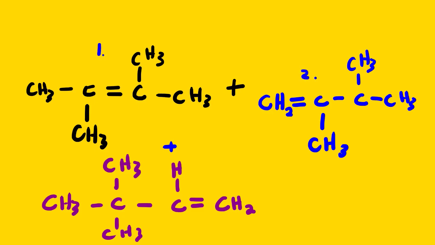Now, which one is the major one? We have 1, 2, and 3. In this case, we have to check the substitution. Looking at the first one, these are the carbons we focus on. So we have 1, 2, 3, 4. We have tetra here. In this case, we have this one and this one. We only have 1, 2. We have 2 carbons here. This is tetra substituted. This is di-substituted.